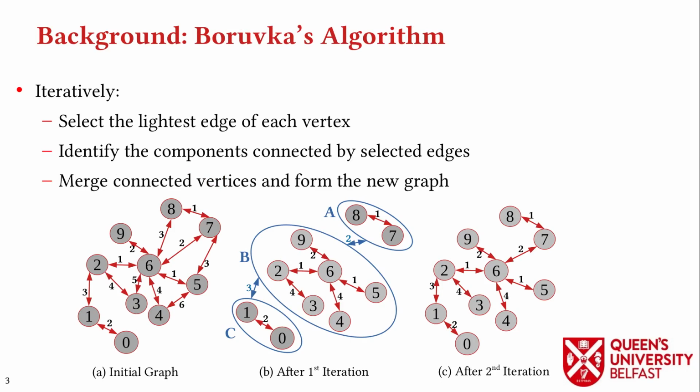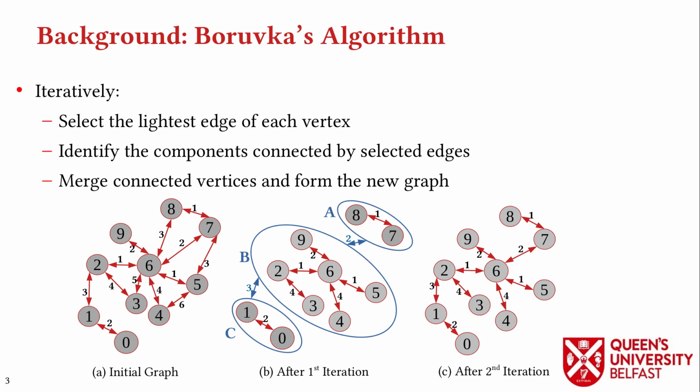Boruvka's algorithm is a parallel algorithm for identifying a minimum spanning forest. It consists of a number of iterations. In each iteration, the lightest edges of vertices are identified. These edges are added to the minimum spanning forest, and the vertices that are connected by these edges are merged into a vertex. The new graph is used in the next iteration.